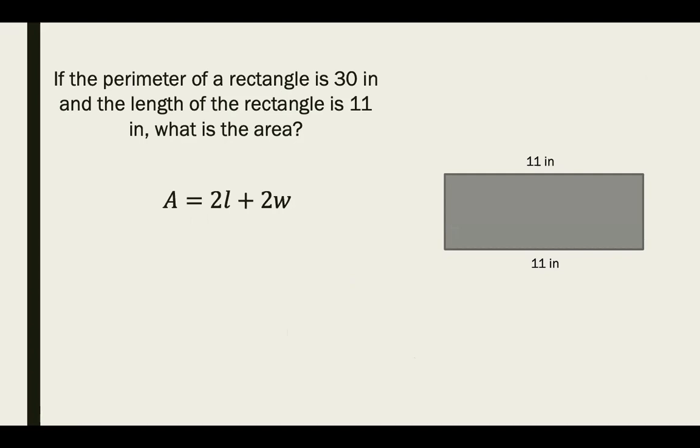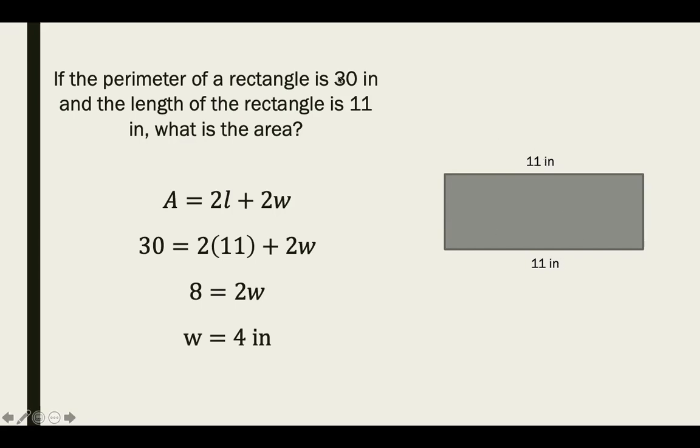Our formula here is perimeter equals 2L plus 2W. So 30 equals 2 times 11 plus 2 times W, and we can solve for W, and we get 4. Now, you don't have to use this formula if you could just look at it and figure this out on your own.